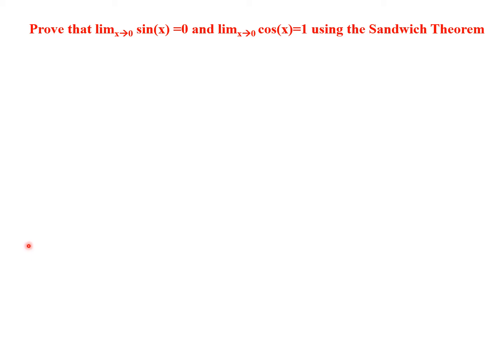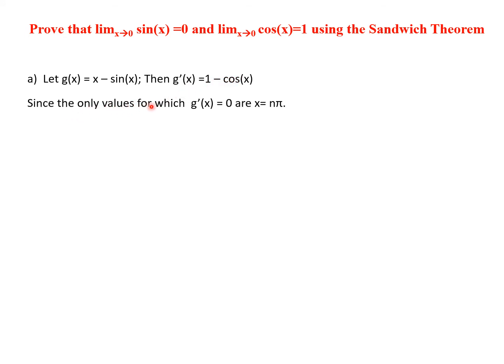let's start by proving that the limit as x goes to 0 of sine x equals 0 and the limit as x goes to 0 of cosine x equals 1 using the sandwich theorem. To do so, let's define g of x to be equal to x minus sine x. Then g prime of x will be 1 minus cosine x. The only values for which g prime of x equals 0 are the values when x equals n times pi, where n is any integer.